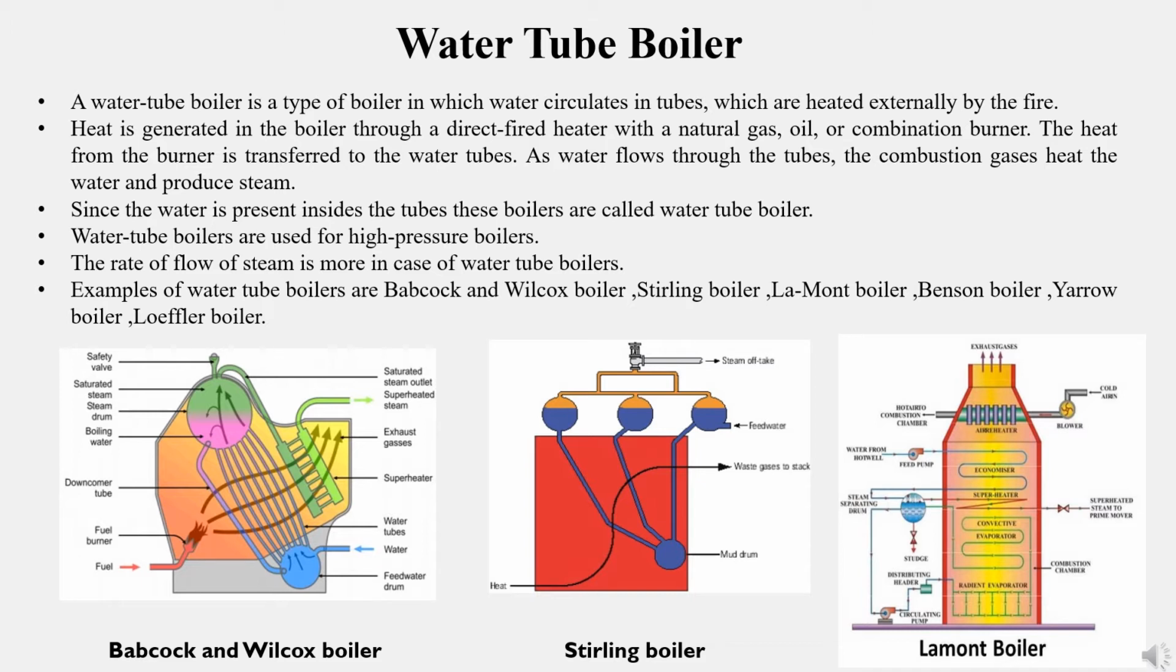Water tube boilers are generally used in power generation plants, process industries including chemicals, refining, pulp and paper manufacturing. Examples of water tube boilers are Stirling boilers, Lamont boilers, Benson boilers, etc. Few of the water tube boilers are shown here.